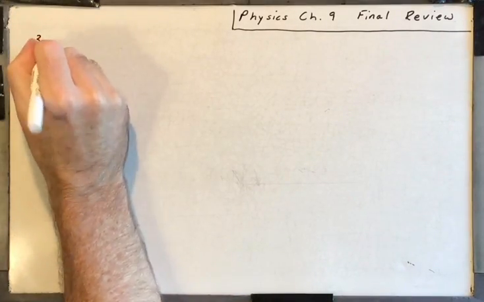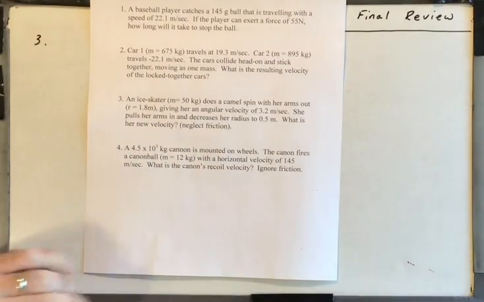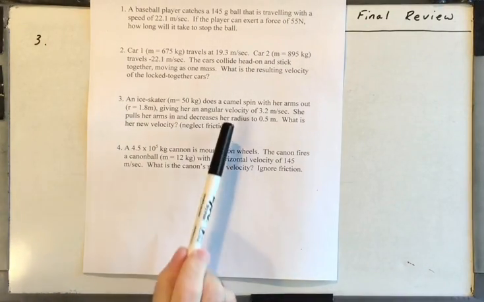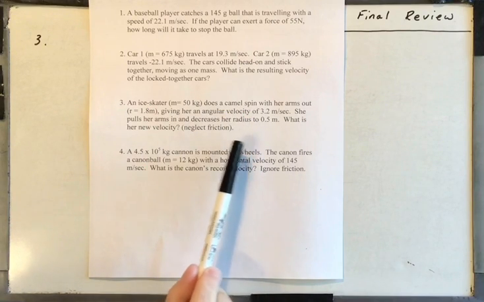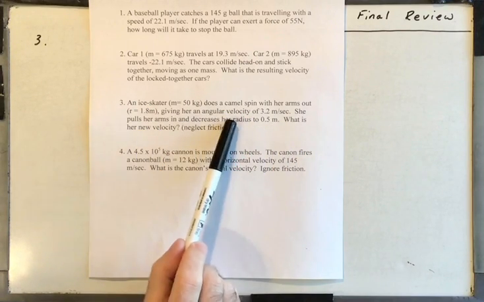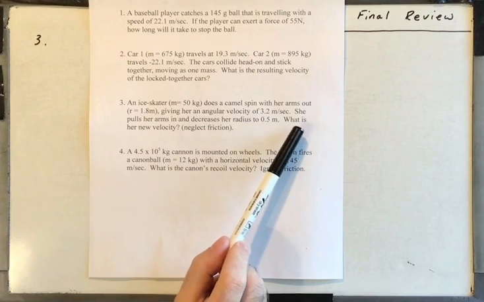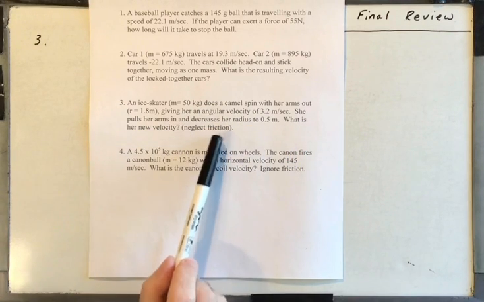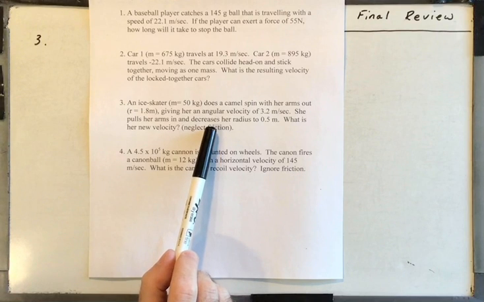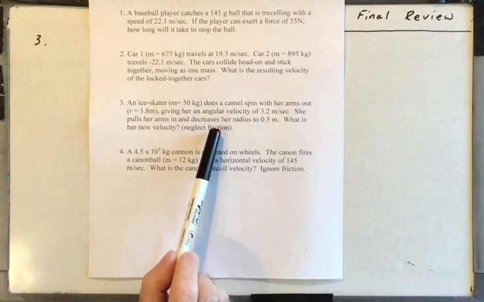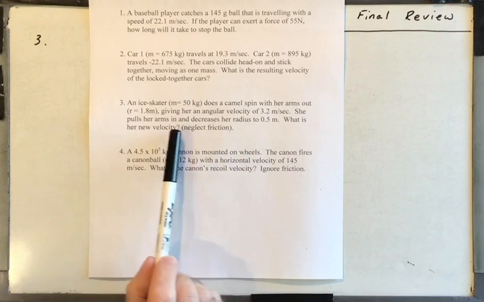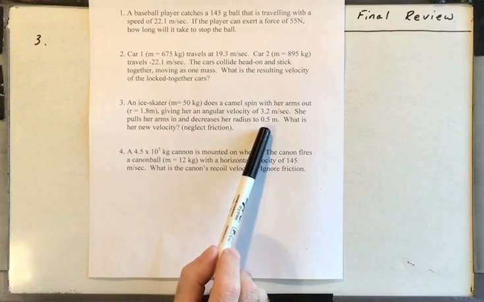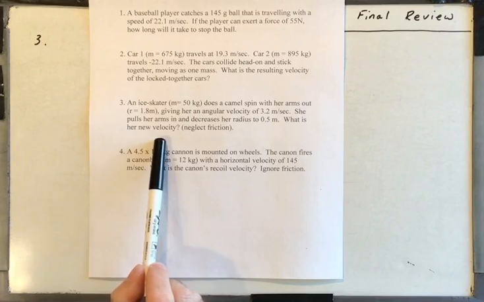Number 3. So number 3, we have an ice skater does a camel spin. If you don't know what that is, just look it up and watch. It's pretty cool. With her arms out, giving her an angular velocity of 3.2 meters a second. She pulls her arms in. You can actually do this in an office chair that spins around. You can spin around with your arms out and your legs out, and then pull your arms and your legs in, and you'll start going faster. Decreases her radius to 0.5. What's her new velocity?